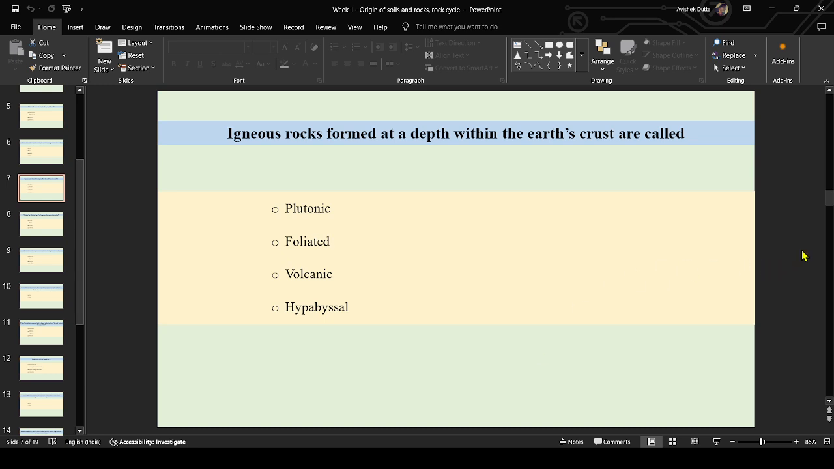I hope you are familiar with the terms plutonic, volcanic, hyperbasal, or foliated. Even if you don't know, there is no need to worry. I will be discussing this.